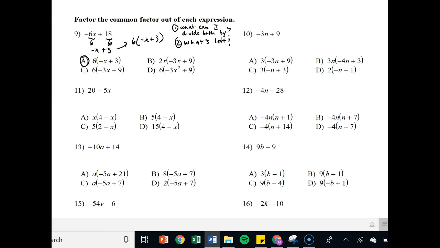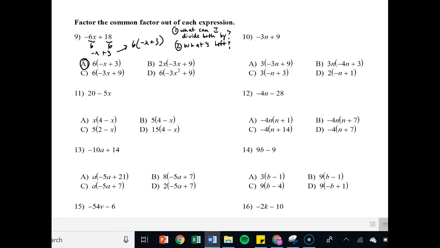So on the back side, this is more like what we're doing in class today. Basically, you're going to ask yourself 2 questions. What can I divide both by, and then what's left? So like in number 9, I said negative 6x plus 18. I can divide them both by 6. Negative 6 divided by 6 is really negative 1, or just negative x. And 18 divided by 6 is 3. So I said 6 on the outside, parentheses, negative x plus 3. And that's how I got A.